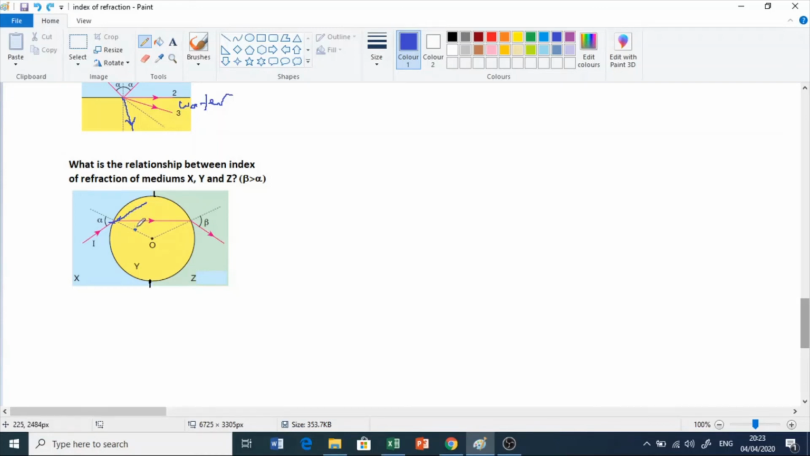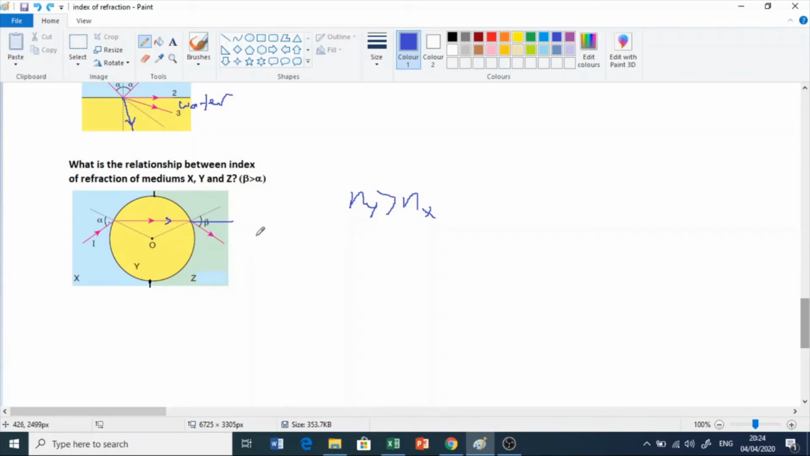So if it is bending toward the normal, it means that it is entering a high index of refraction. So we are going to conclude that ny is bigger than nx. What about the relationship between the index of refraction of y and z? Let's look at the movement of the light from y to z. Again, as you see, the original direction of the light is this one. But here is the normal, and this is the refracted light. It has bent away from the normal.